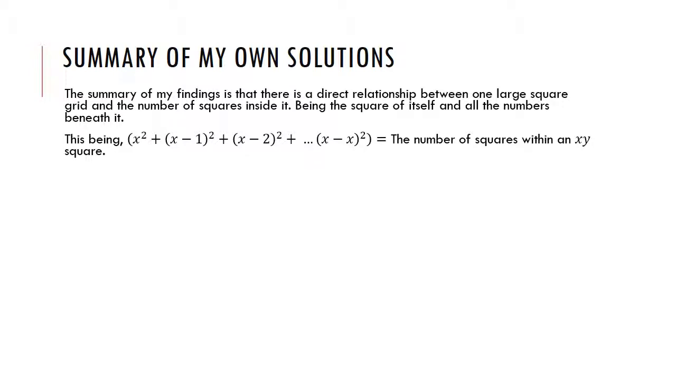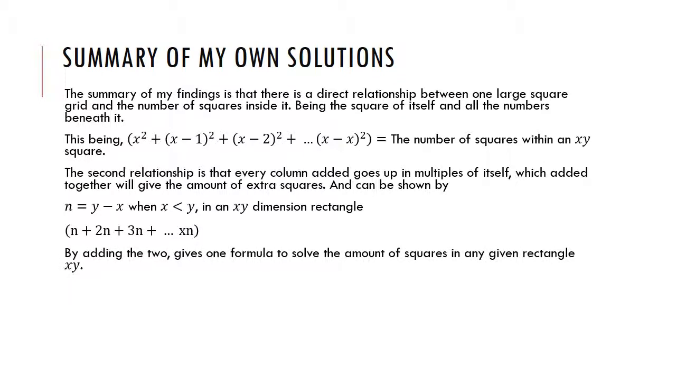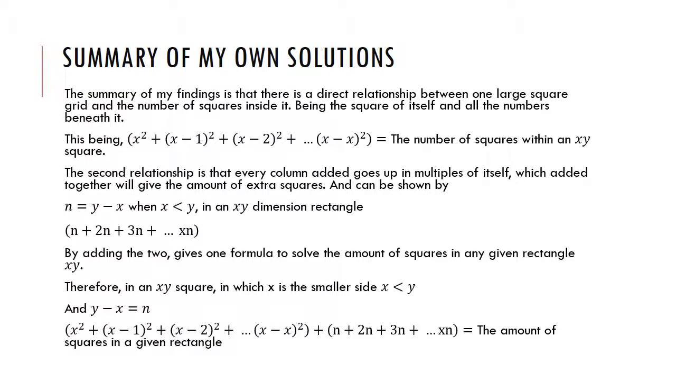In summary, there is a direct relationship between one large square grid and the number of squares within it, being the square of itself and all the numbers beneath it. The second relationship is that every column added goes up in multiples of itself, which added together will give the amount of extra squares. Adding the two gives one formula to solve the amount of squares in any given rectangle, which can be shown below.